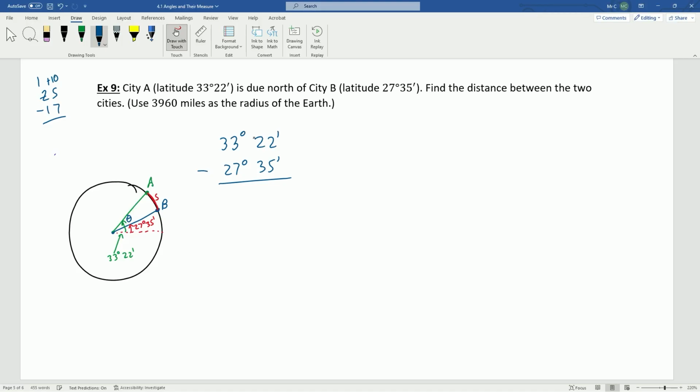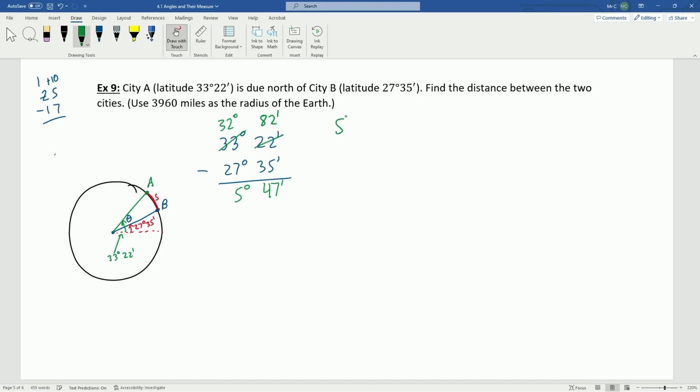But when I talk about degrees and minutes, a degree is 60 minutes. So here, when I borrow 1 degree, I'm adding 60 minutes. So now I can subtract these. 82 minutes minus 35 minutes is going to be 47 minutes. 32 degrees minus 27 degrees is 5 degrees.